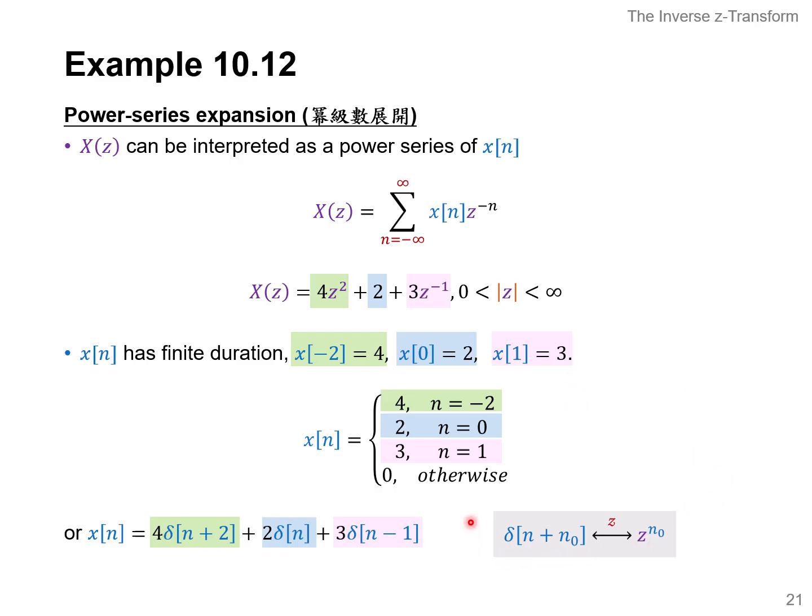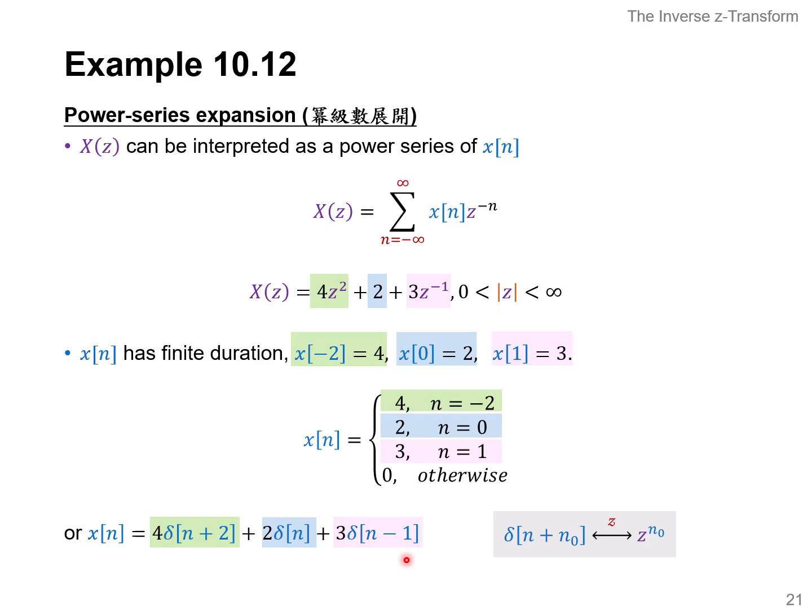So the impulse property says this: a shifted delta in time has a power of z in the z domain. For example, delta at n plus 2 maps to z squared. Delta at n maps to 1. Delta at n minus 1 maps to z to the minus 1. So we can write the signal x[n] using impulses.